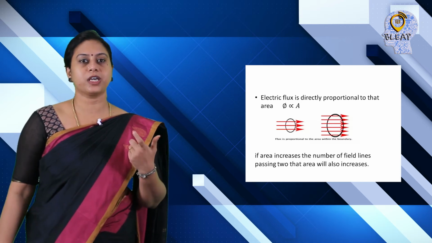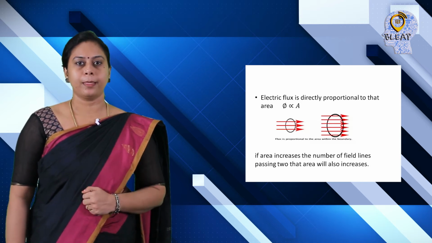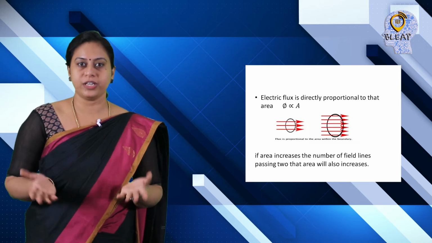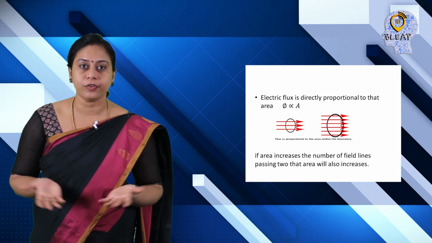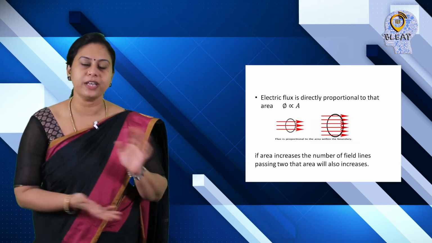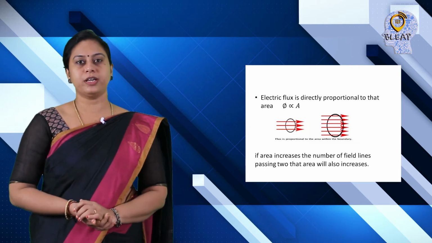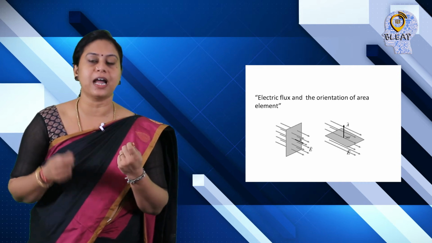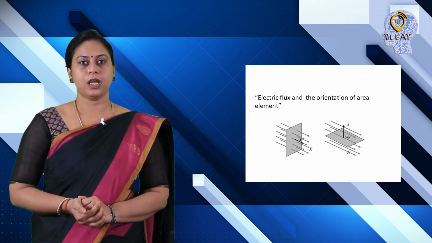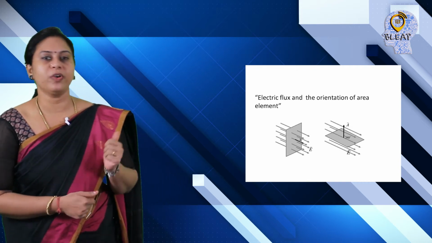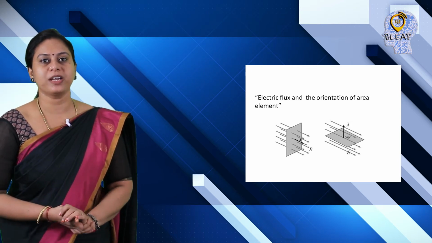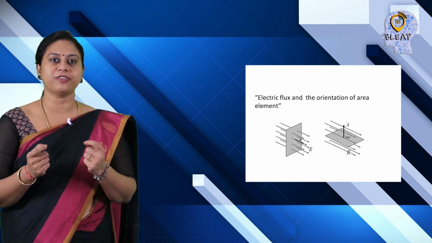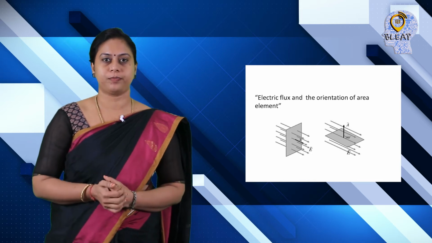We may see the next keyword, that is area. If the area increases, the boundary is getting increased, then the flux will also increase. The next one is orientation. What's that? The connection between the flux and the orientation. See, by observing the diagram clearly, you may understand what is the connection between the flux and the orientation.